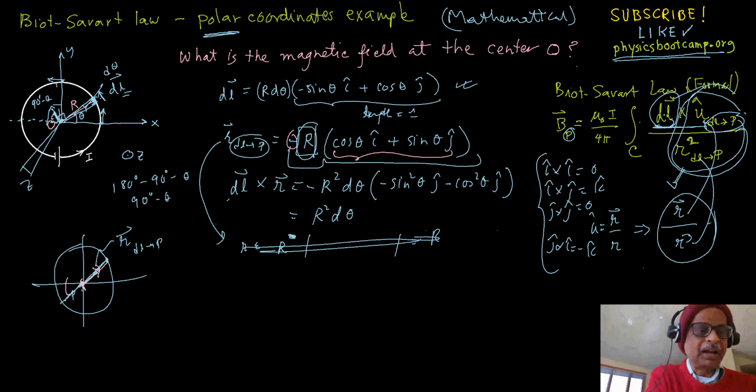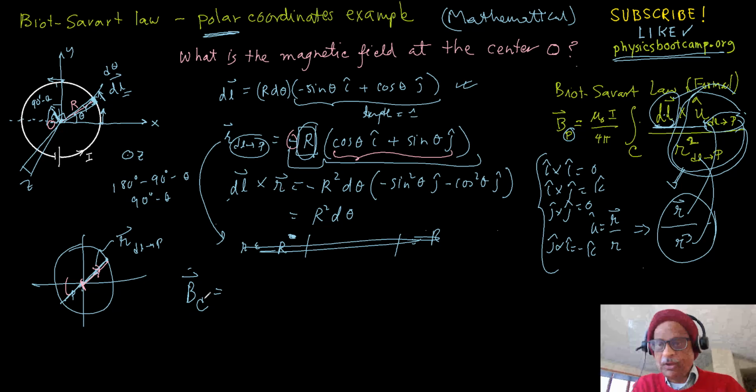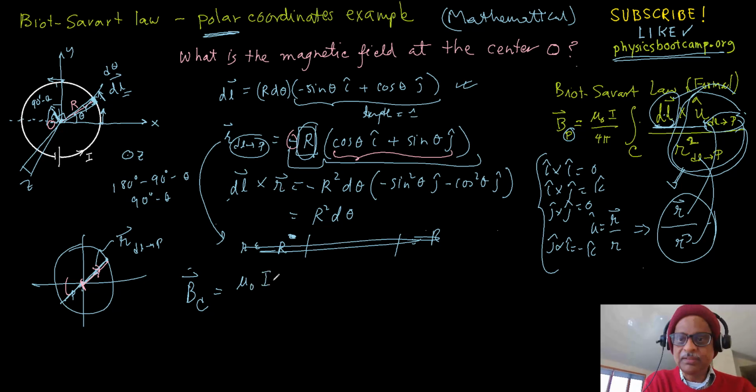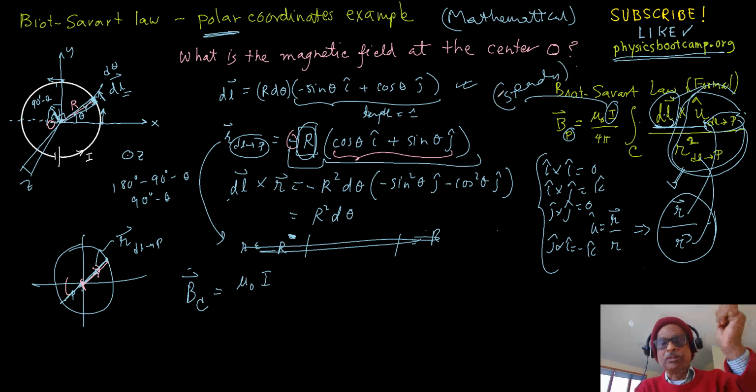So now B at the center, the magnitude and direction of that magnetic field that I'm going to get at the center, should be equal to just mu naught the steady current. So remember, this current is steady current. So steady current, not just when you turn the switch on. When you turn the switch on, you have to wait a little bit for the current to steady up. Okay.